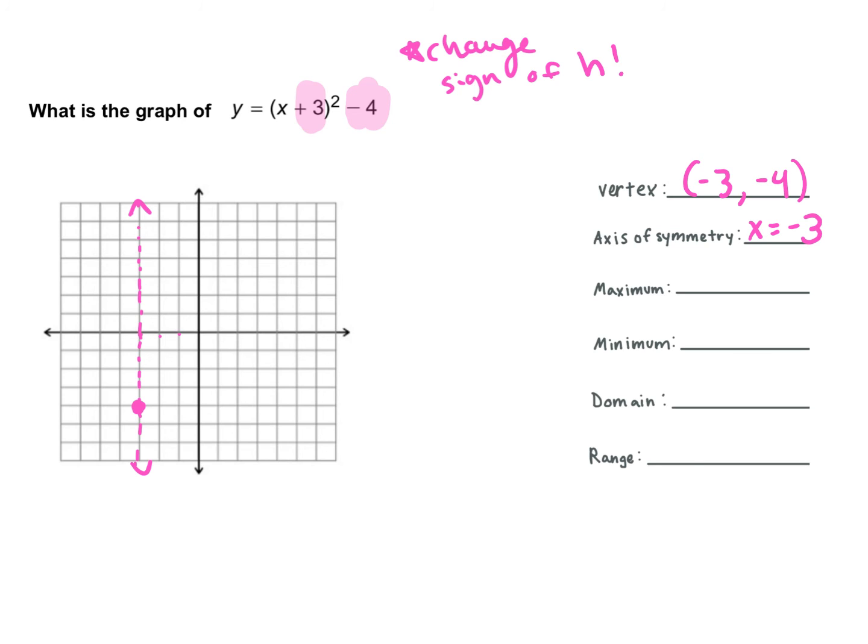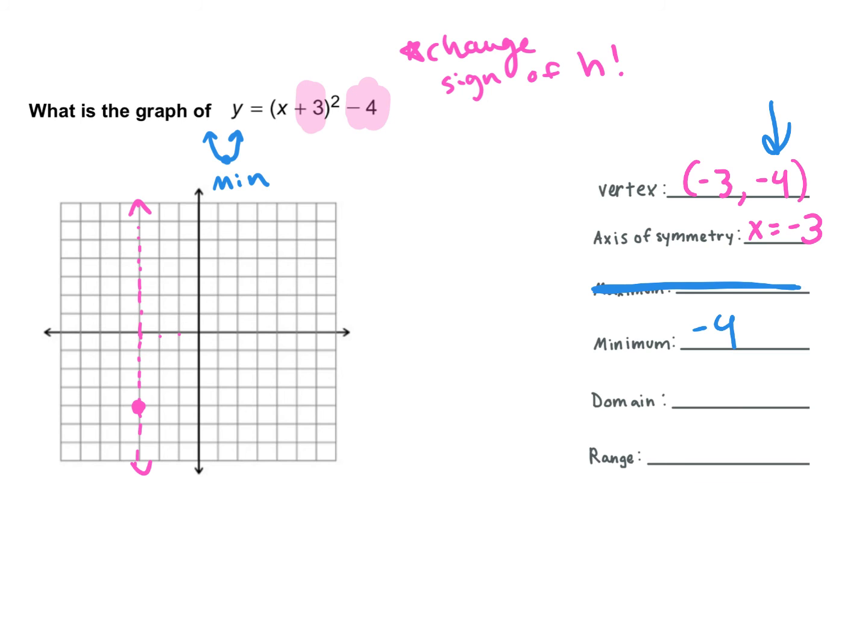Max or min is determined if our graph opens up or down. What do you think here? Does my graph open up or open down? It opens up because I don't have a negative being multiplied out front. So it opens up. When it opens up, do I have a maximum at the vertex or a minimum at the vertex? A minimum. So I'm going to cross out maximum. What is my minimum value? Awesome, negative 4. It's the same thing as the y.